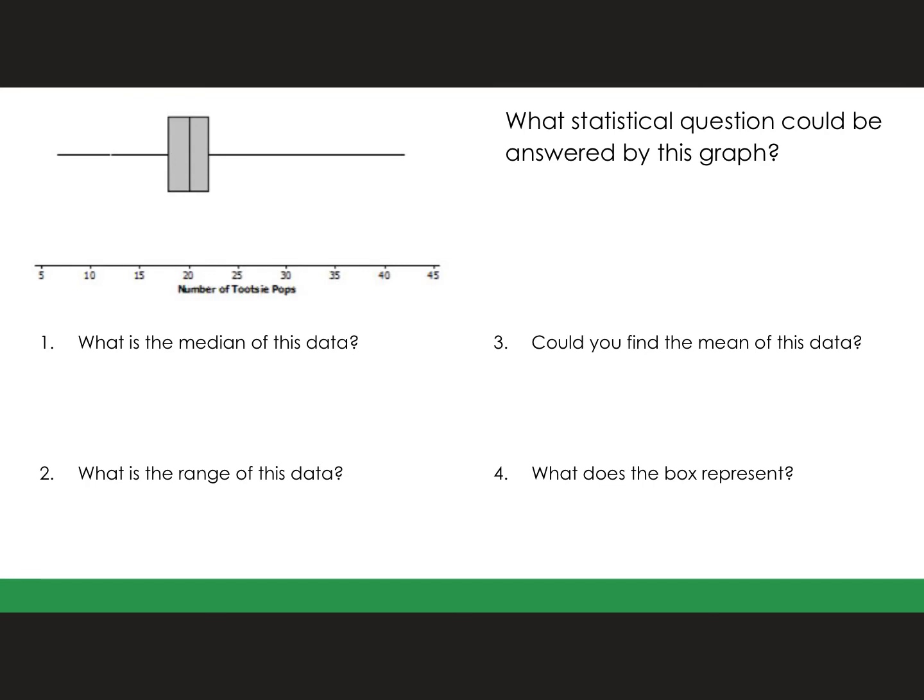What is the median of this data? So the median is the middle, this middle line, and if I draw this down, it looks like the median is 20.